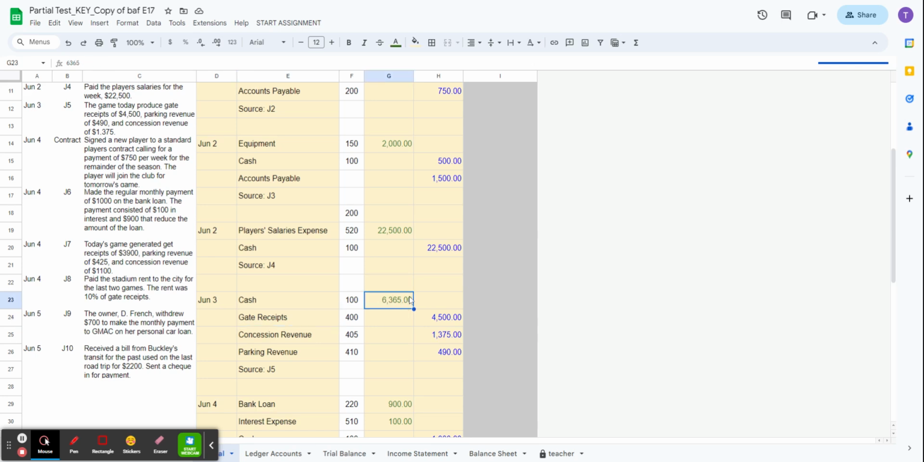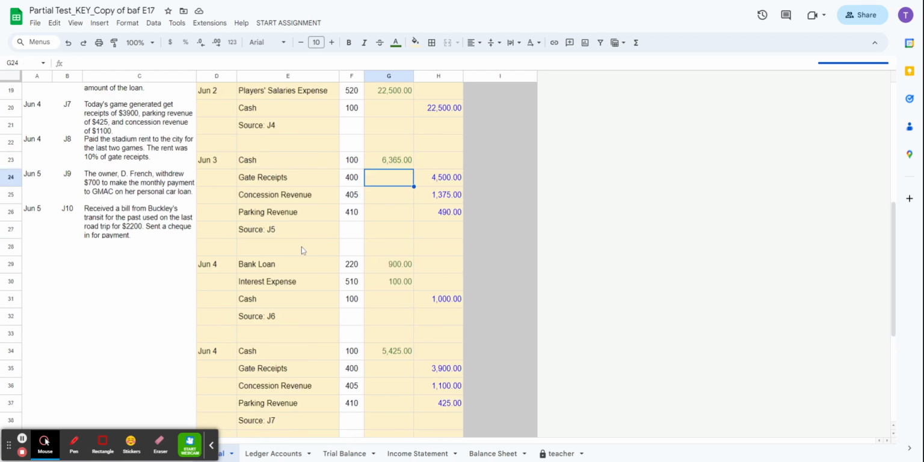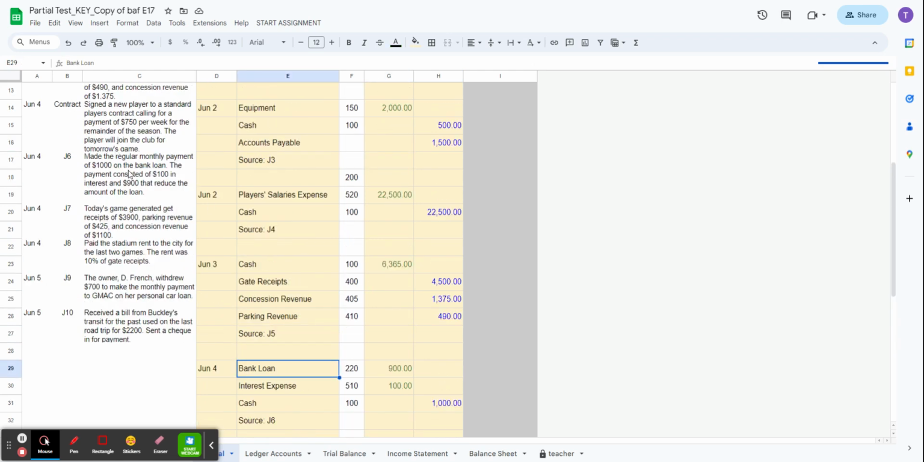So we would debit the cash because we physically got cash from all these revenues. So we credit the revenue, debit the cash, and we move on. Next up, we have the bank loan right here. Oh, sorry, I skipped one.